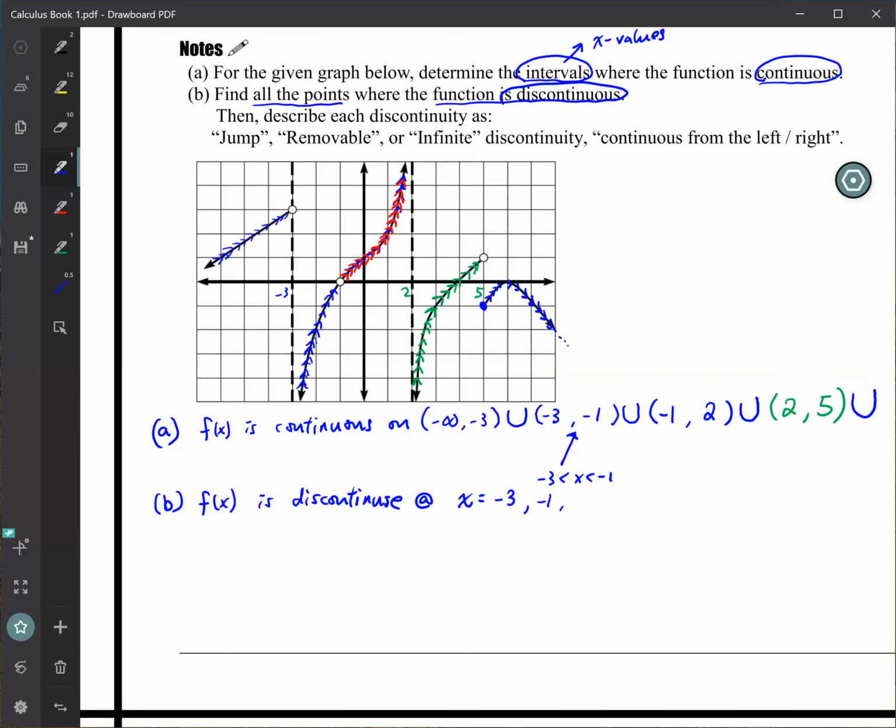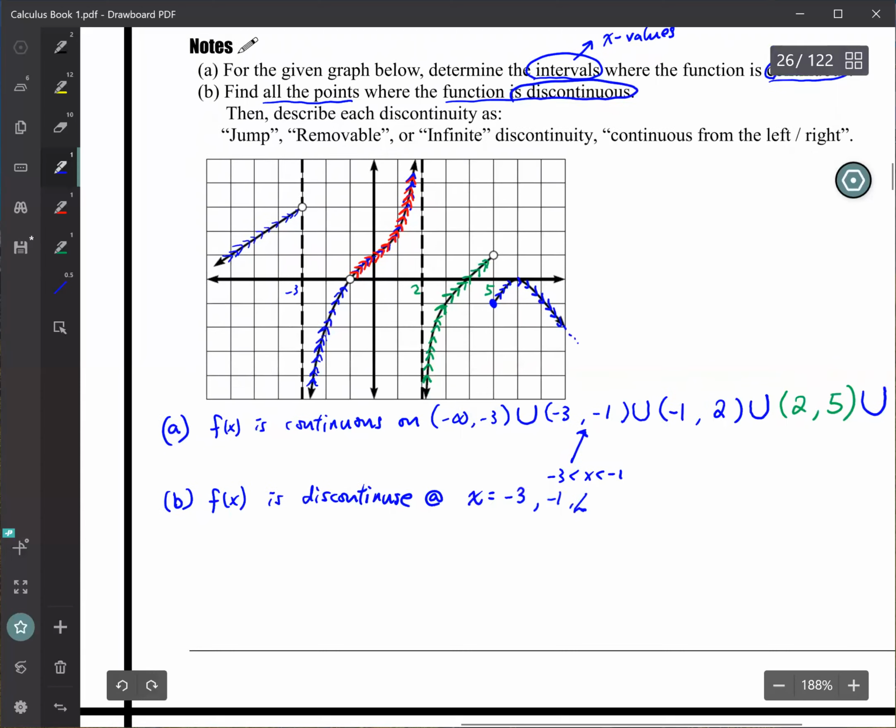X equals 5. Okay, and Leon, next one. 2. Yeah, right, as long as you need to lift the pencil, then it's broken, right? Then it's called discontinuous. All right.